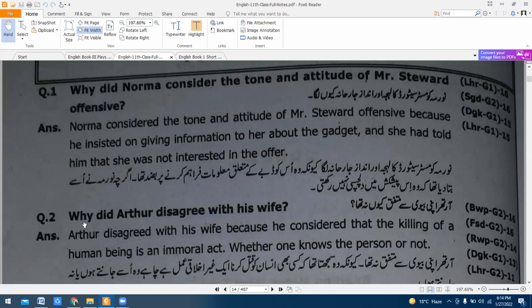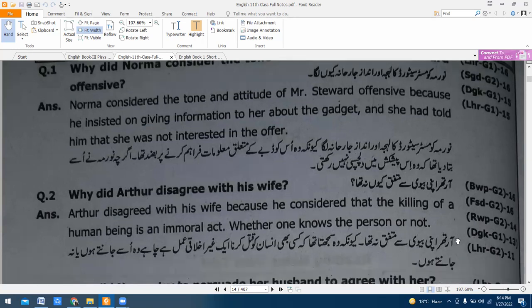Question 2. Why did Arthur disagree with his wife? Arthur disagreed with his wife because he considered that the killing of a human being is an immoral act, whether one knows the person or not.